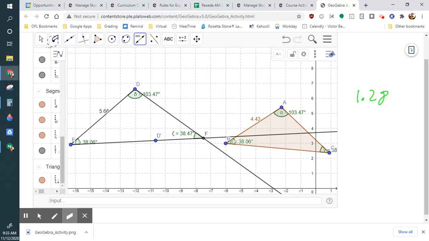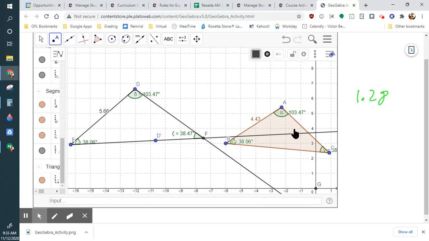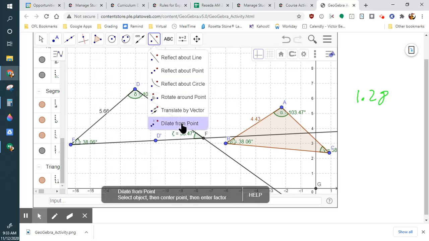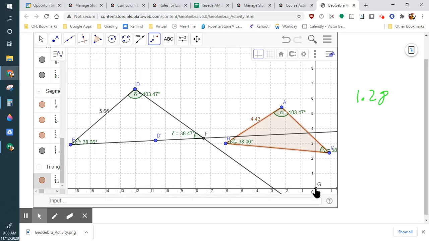So what you need to do to dilate, in case you guys forgot, you need to make a point. I always make my point about the origin. It's just easier that way. And you want to go to your transformation tools. You're going to go dilate from a point. We're going to click the whole shape and click this. The difference between this one and this one, this is a shape. This one I haven't used the polygon feature. Because this is a shape, I can just click the shape. This one I wouldn't be able to click the shape because it's not a shape. It's just stuff put together.